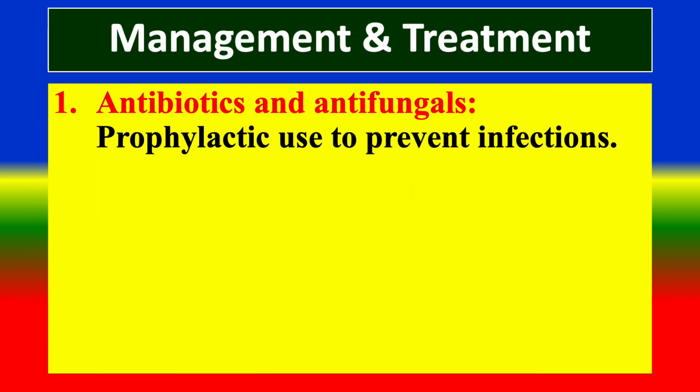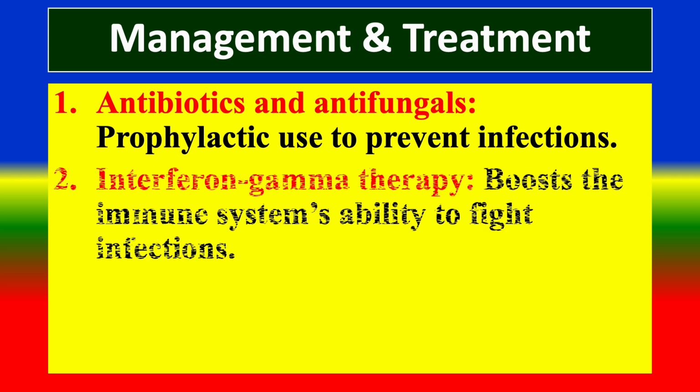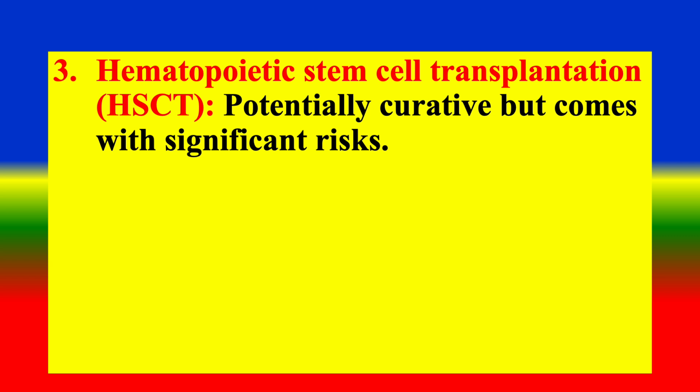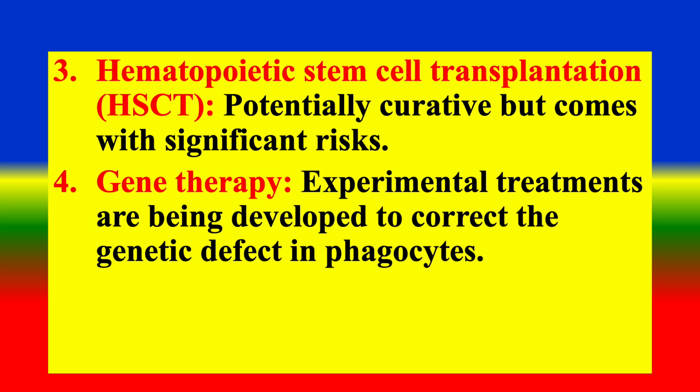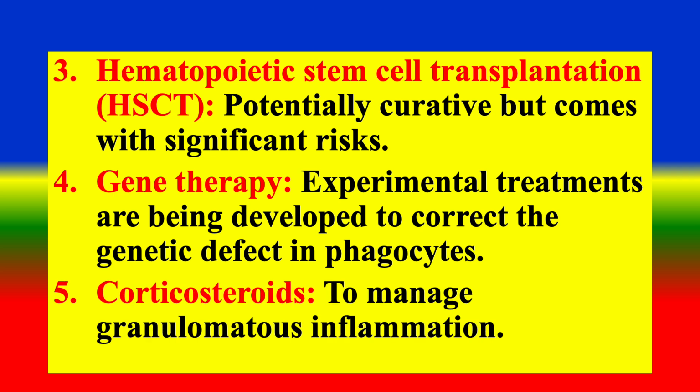Management and treatment. 1. Antibiotics and antifungals. Prophylactic use to prevent infections. 2. Interferon gamma therapy. Boosts the immune system's ability to fight infections. 3. Hematopoietic stem cell transplantation, HSCT, potentially curative but comes with significant risk. 4. Gene therapy. Experimental treatments are being developed to correct the genetic defects in phagocytes. 5. Corticosteroids to manage granulomatous inflammation.